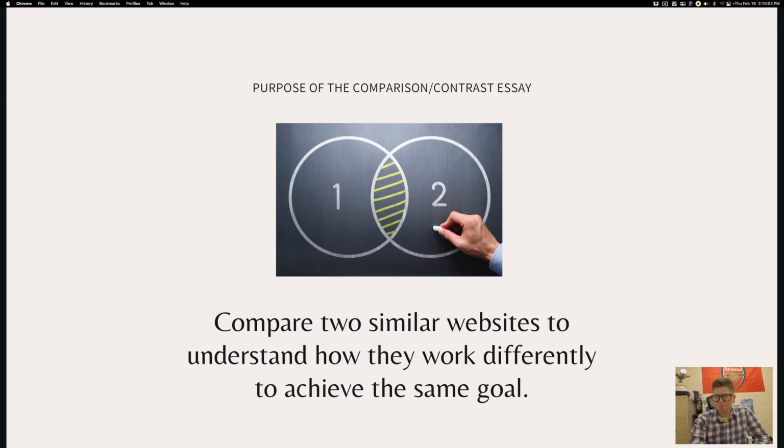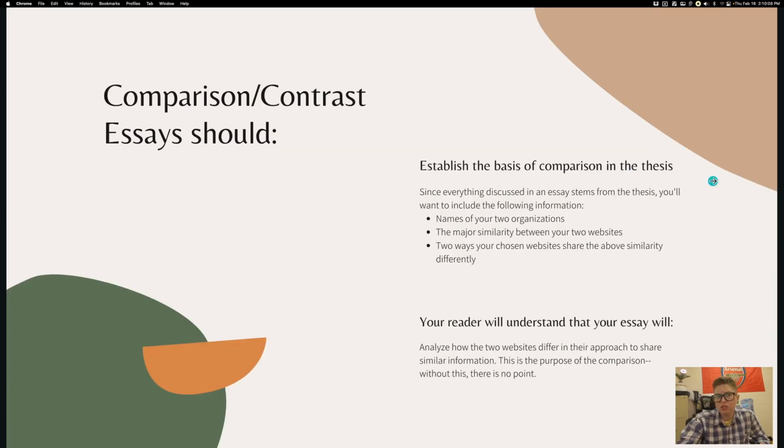Okay, so what does it need to do, right? There's a good question. Comparison contrast essays should establish the basis of comparison right away from the thesis statement, right? Of course, that's at the end of the introduction, just like we put it for our illustration example essay that developed rhetorical analysis.